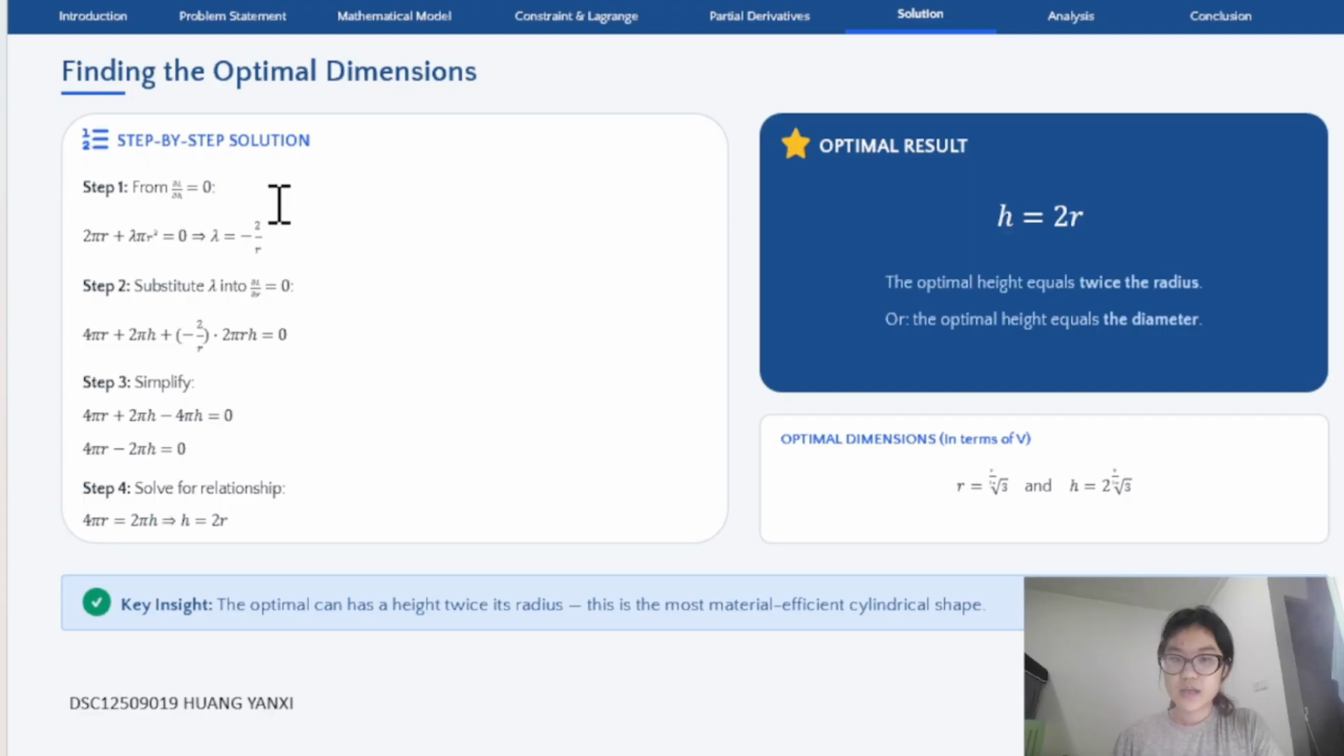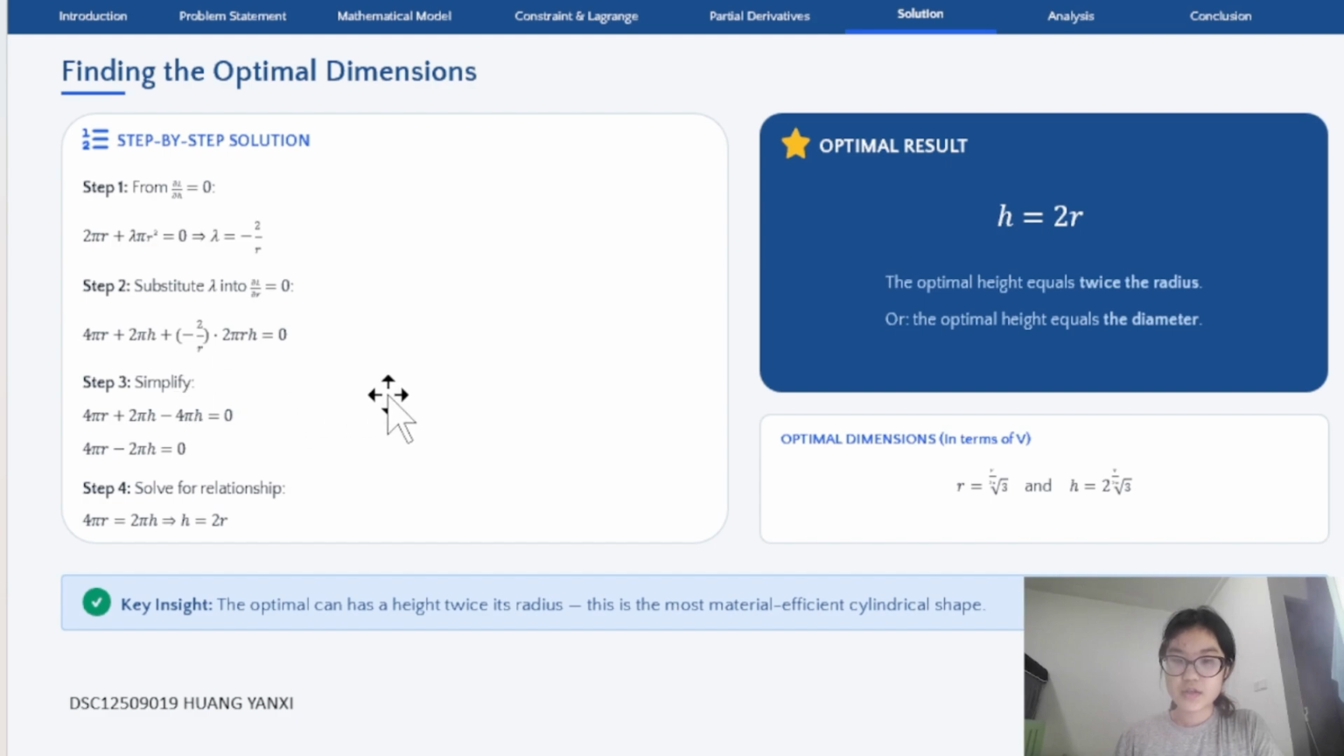From the equation obtained by taking the partial derivative with respect to h, we have 2 pi r plus lambda pi r squared equal to 0. We rearrange the equation to express lambda in terms of r. This gives lambda equal to minus 2 over r. Next, we substitute this expression for lambda into the equation obtained from the partial derivative with respect to r. By replacing lambda, the equation now contains only the two variables, r and h.